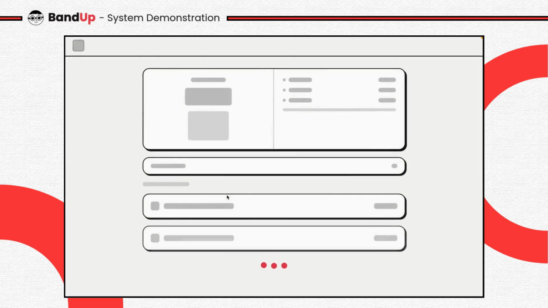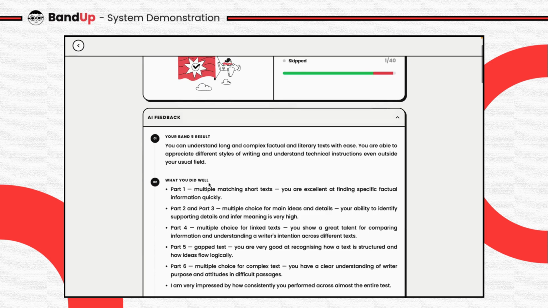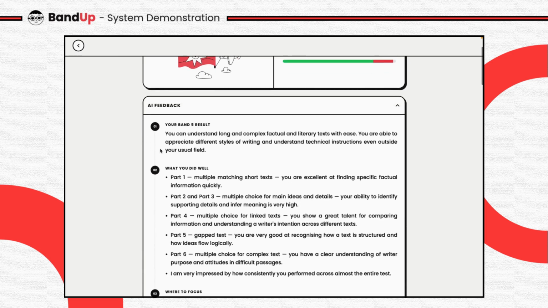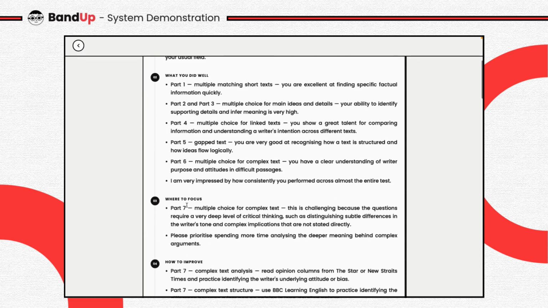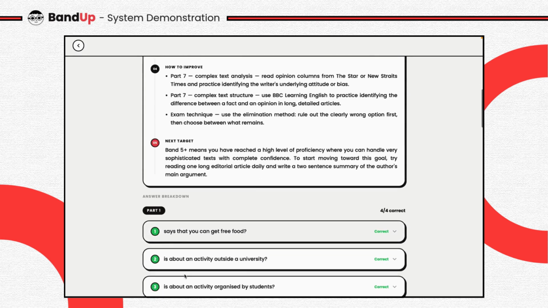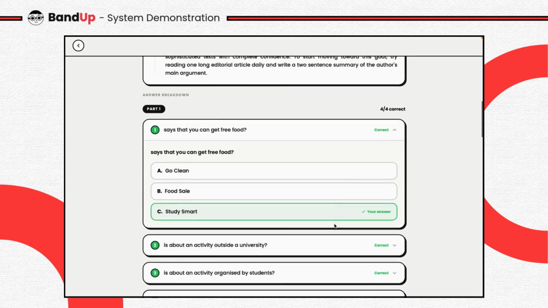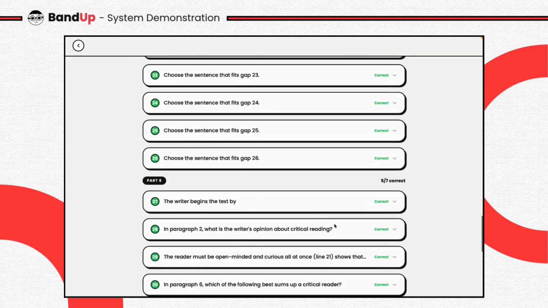Then a loading screen appears showing the AI is processing. Finally, as you can see, the system provides the estimated band and the feedback. The feedback includes your band results explanation, a part-by-part breakdown of what you did well, where to focus for each part, how to improve, and the next target. At the end, there is also an answer breakdown where green shows correct answer and red shows incorrect answer.